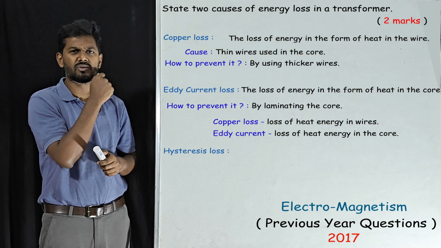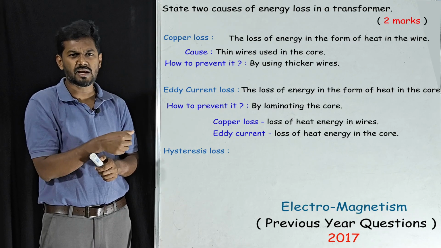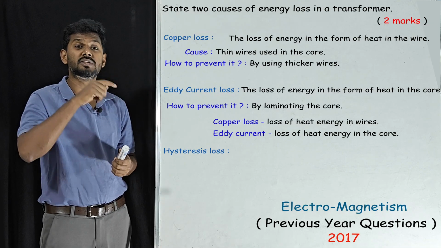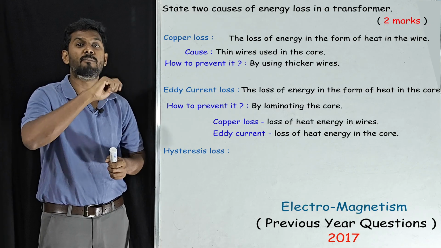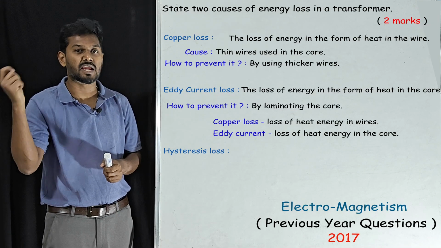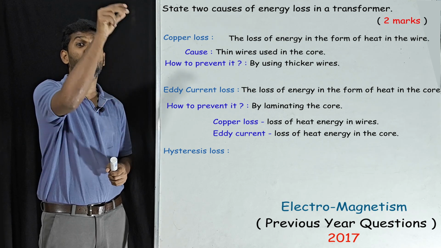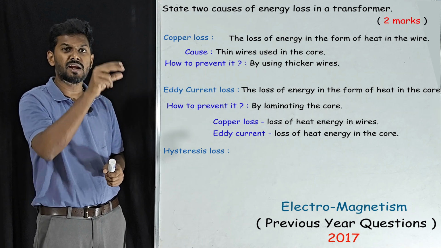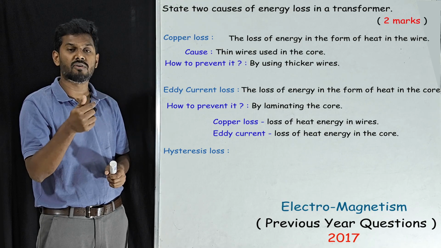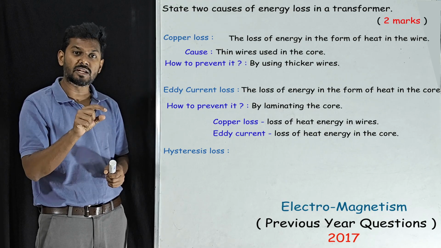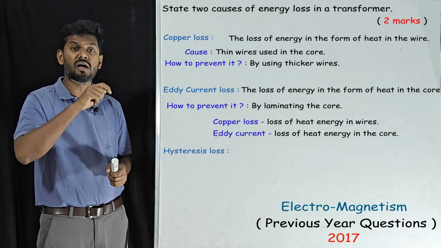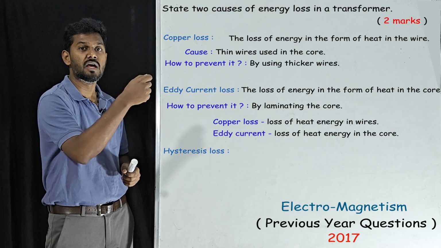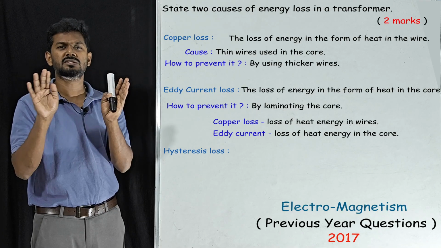So we spoke about copper loss and eddy current. Both are in the form of heat, correct? Copper loss is about the wires, the number of turns in the primary and secondary. Eddy current is about the core, the primary side and the secondary side. So the loss of energy in the form of heat on the primary and secondary side is eddy current. The loss of energy in the form of heat in the number of turns is called copper loss. This is the simple difference.